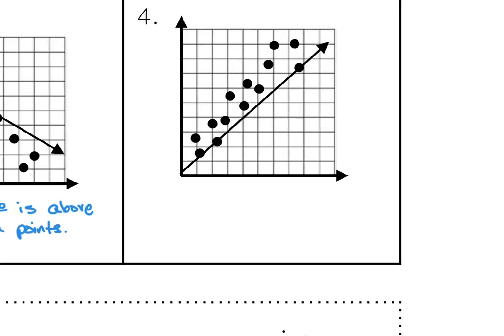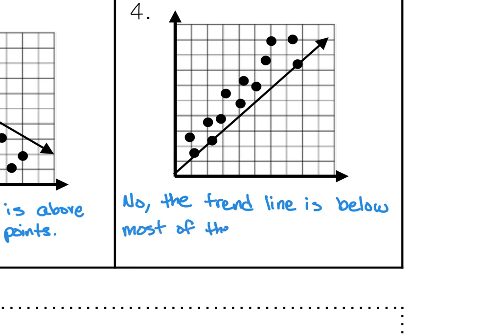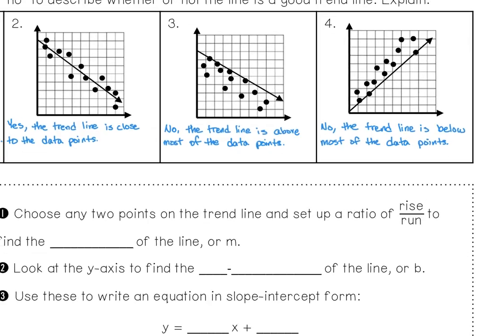All right, number 4. That's a good trend line? Nah. This trend line is below the data. All right. Good work.